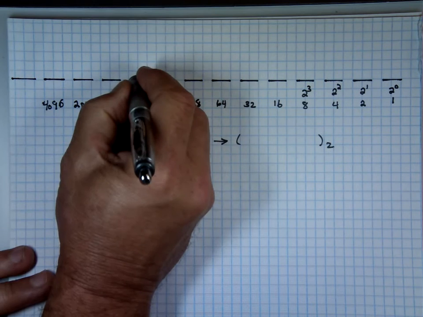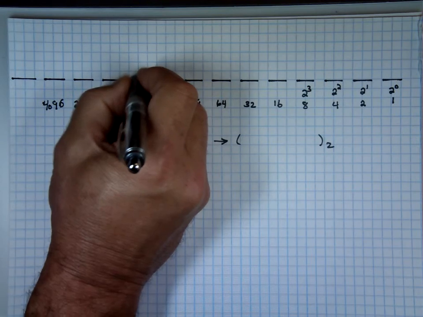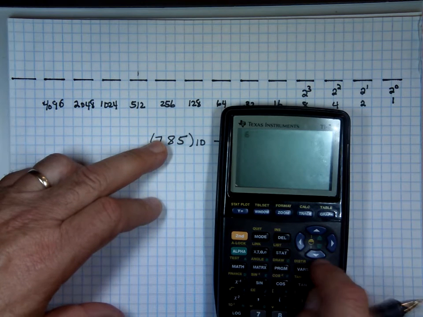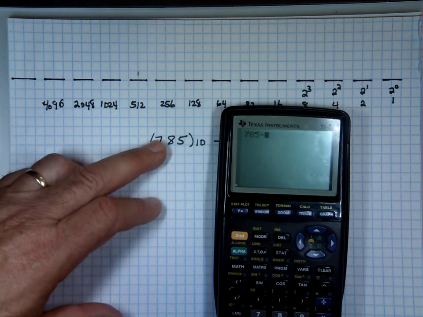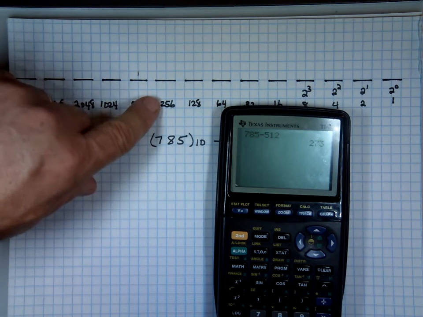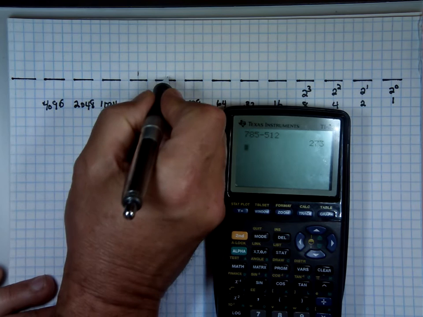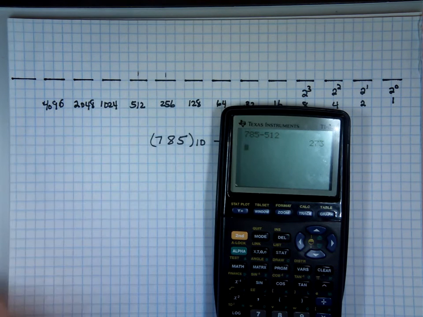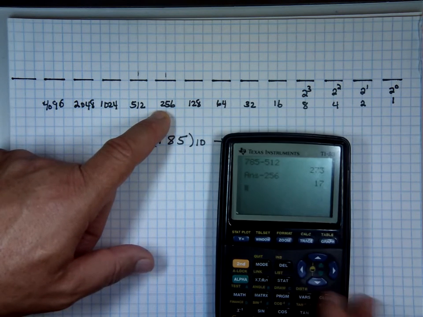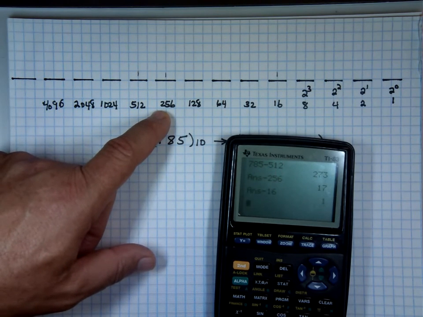So I'll put a 1 here. The 1 here is equivalent to 512, so I'll take 785 and subtract from it 512. And that'll be 273. 273 is bigger than 256, so is it? Yes. So I can have another 1 here. Now let's subtract 256. What's left there? 17. 17, I can put a 1 on the 16 here, minus the 16. And that leaves me with the 1.